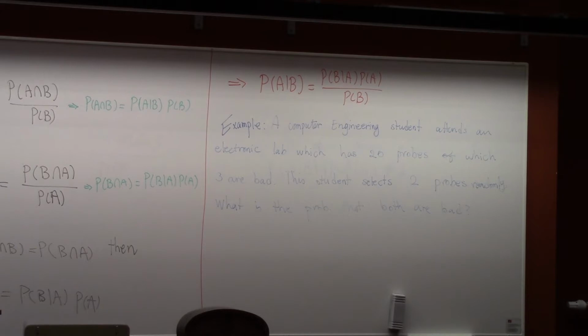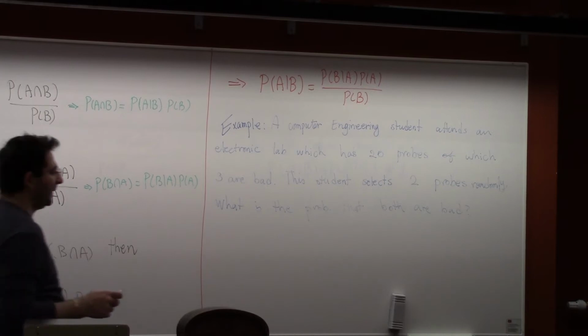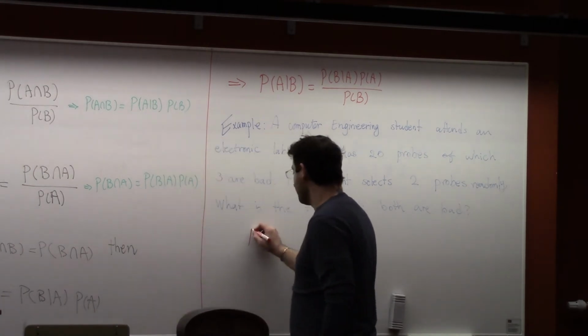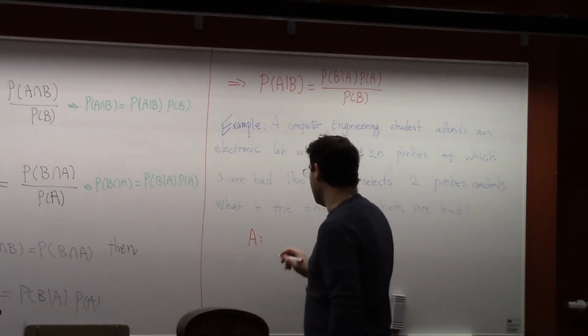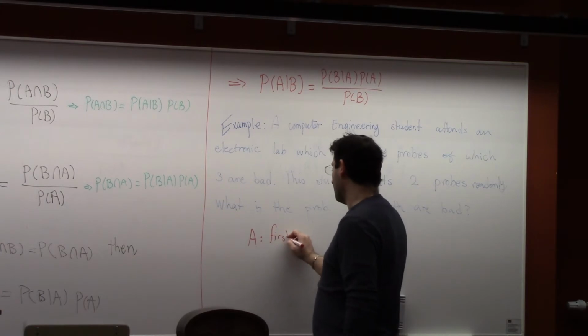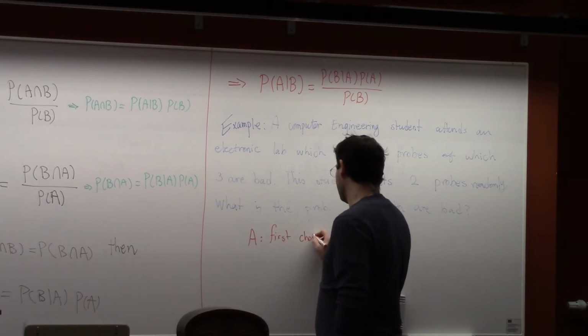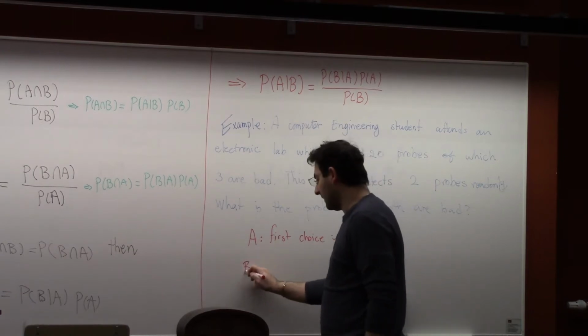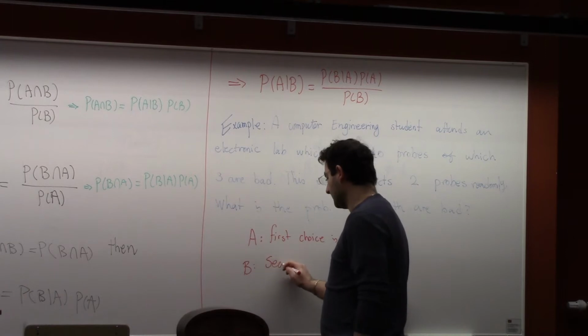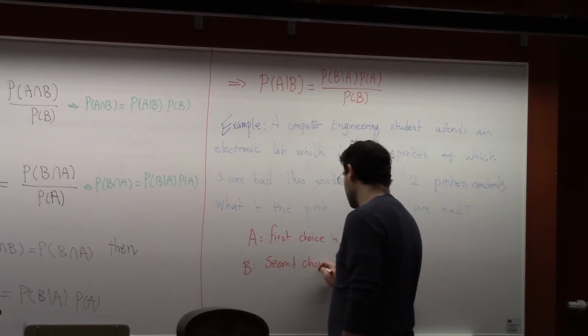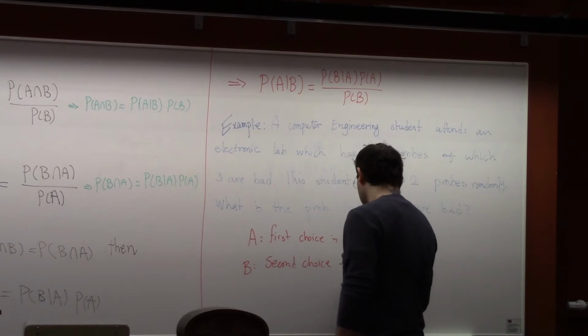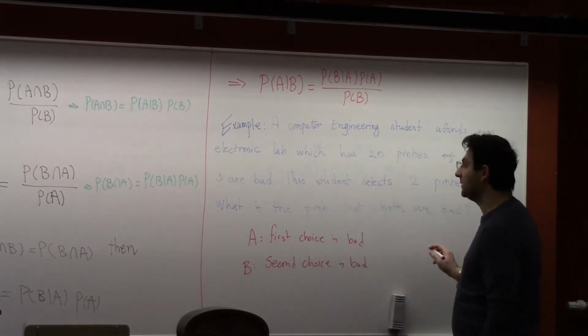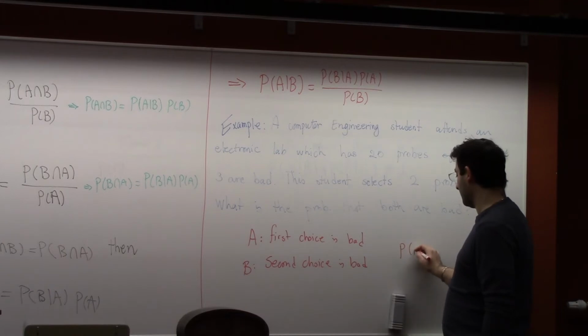So here we define 2 events, event A to be first choice is bad and B is second choice is bad, and the question asks what is the probability of A intersected by B.